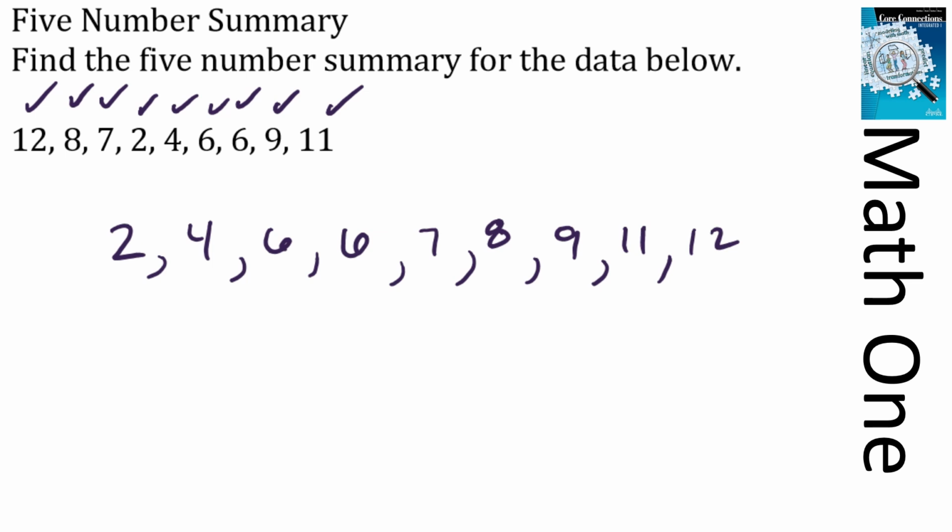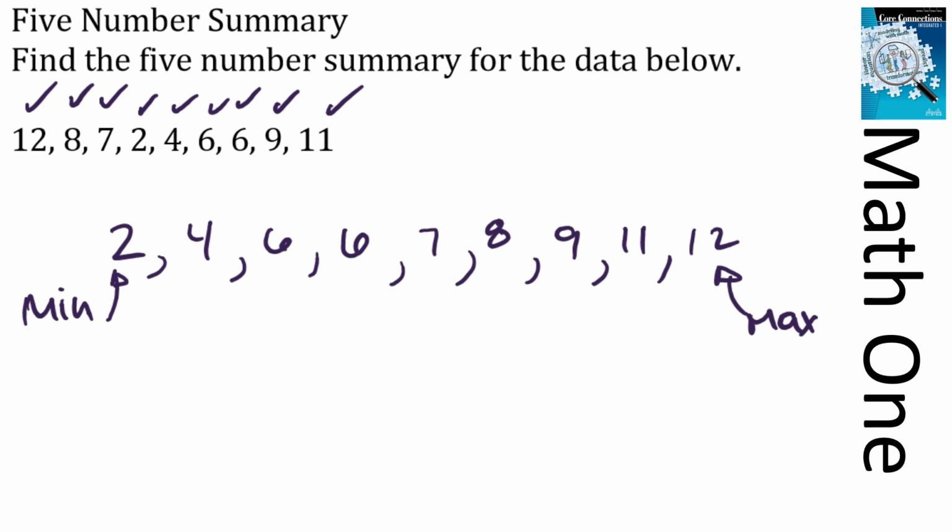So the minimum value, right, is one of our values in our five number summary, and the minimum is pretty easy to see. It's the smallest number in our data set. So our minimum is 2, and on the other end of that, our maximum value is the number 12.